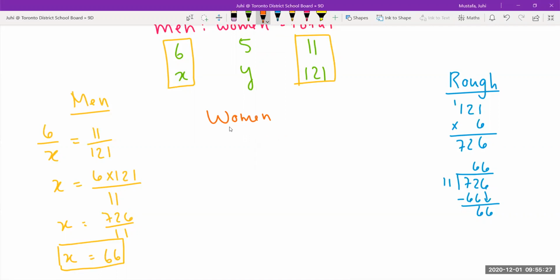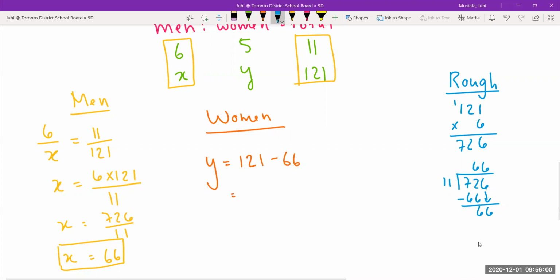We can do this question a hard way or an easy way. We can do it the hard way where we set up the ratios using 5 over Y and 11 over 121. Or what we can do is, if I know there are 66 men and I know there are 121 people at the party, how am I going to solve for women? What would I do? Najib? Yeah, so to figure out the women, which I've represented by Y, I'm going to take 121 and I'm going to subtract 66.